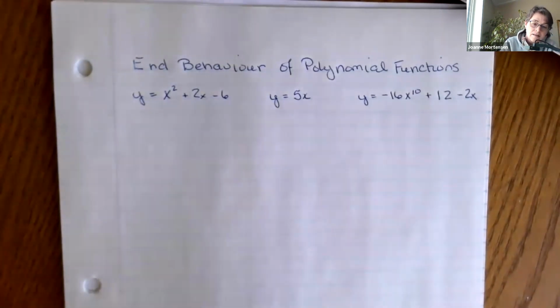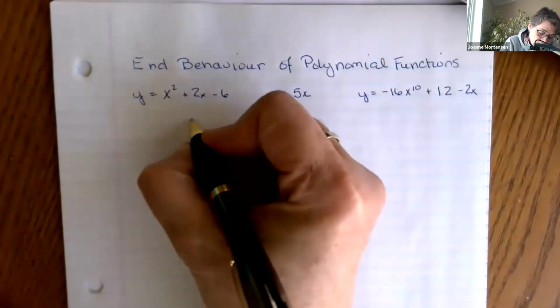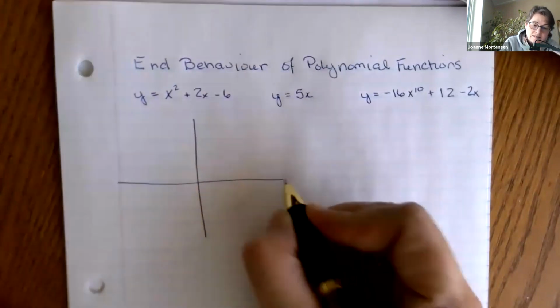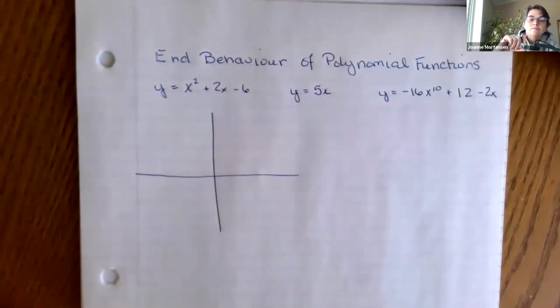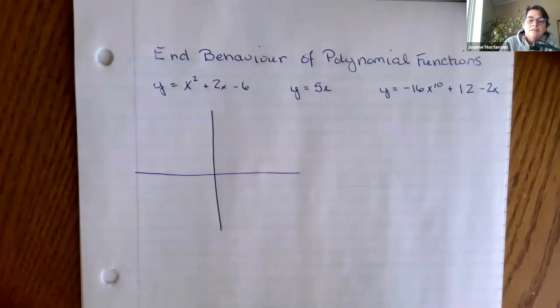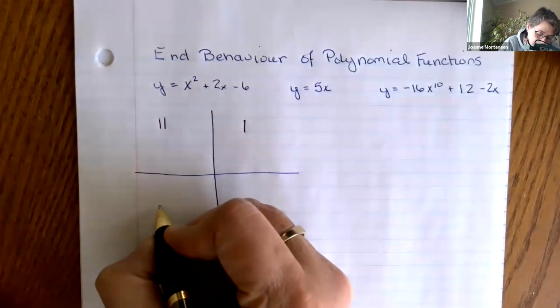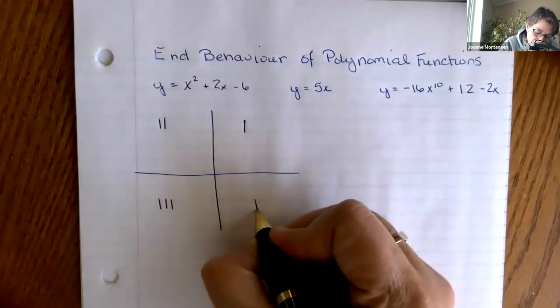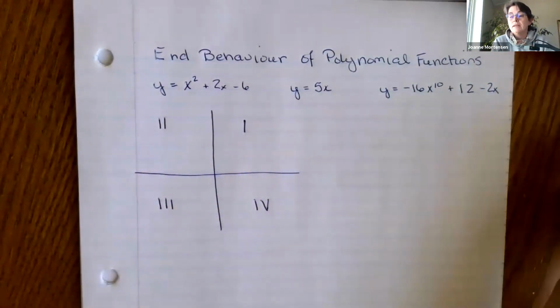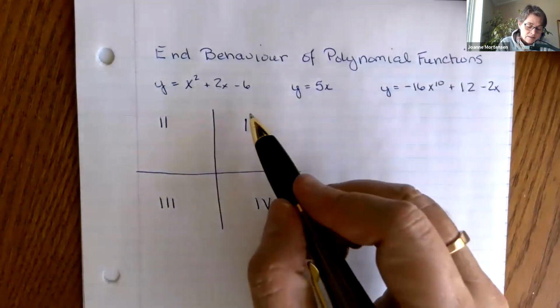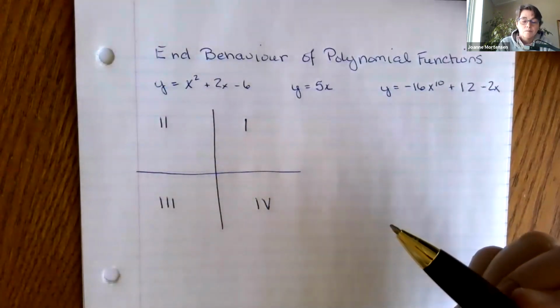All right, second thing, you have to know this. If you have a Cartesian plane, it is divided up into 4 quadrants. And they're numbered like this, and they're always numbered like that. It always goes counterclockwise, starting in the top right-hand corner.